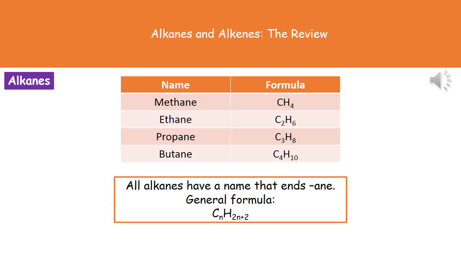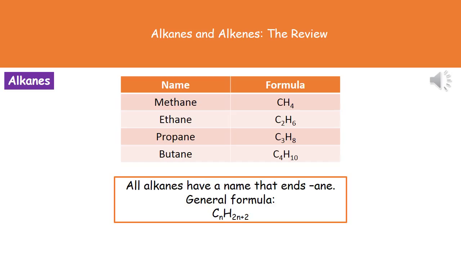The first type of hydrocarbon we're going to look at are the alkanes. Now what we've got in that first table then are 4 alkanes. We know they're alkanes because if you look at the names they all end in ANE. So no matter what alkane we're looking at, they will all have that ending ANE to their name. Now the first part of the name just tells us how many carbon atoms there are. So meth is 1, eth is 2, prop is 3 and but is 4.